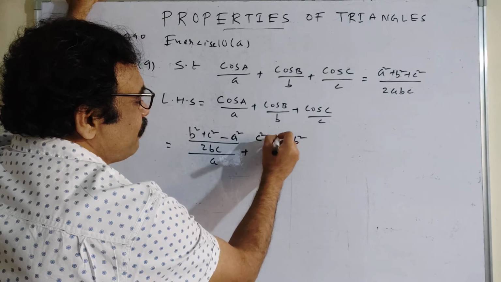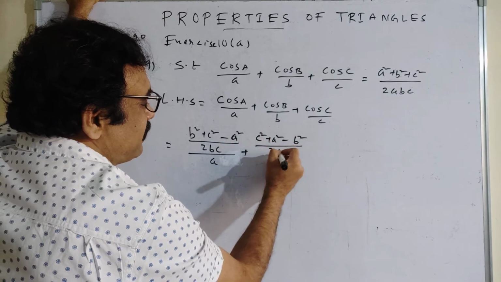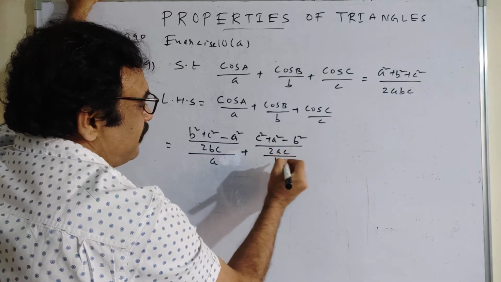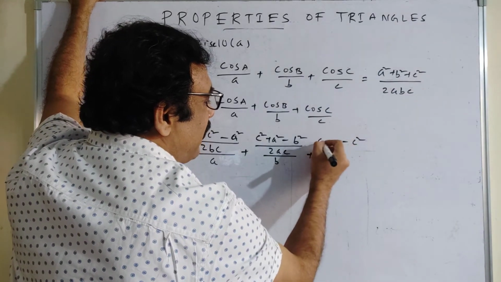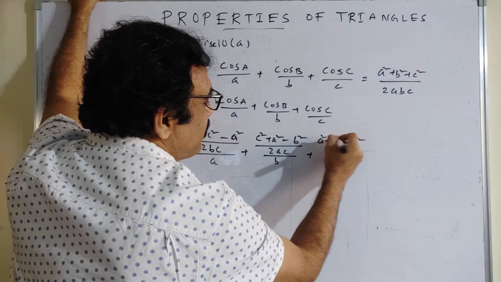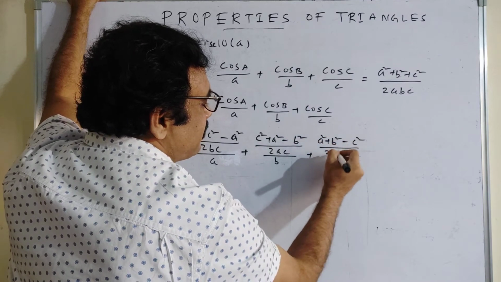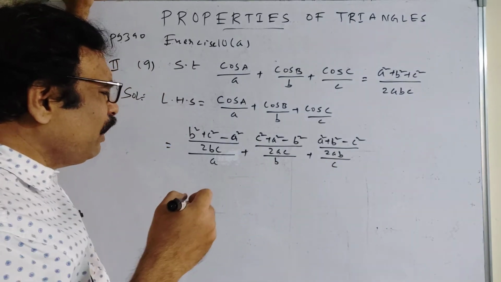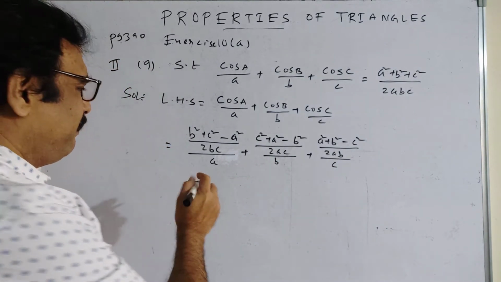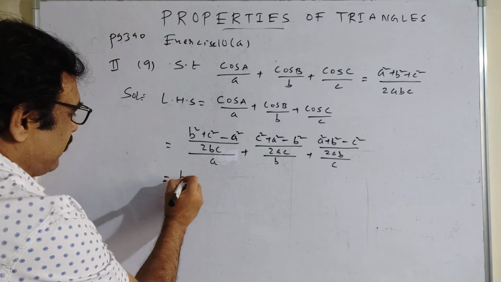I'll be writing c square plus a square, and this is nothing but 2ac, and this is nothing but b, and I'll be writing subtracting c square. I'll be adding a square plus b square in front side. This is nothing but 2ab, and this is going to be c. Most of the students, if I write this step, they'll get confused.